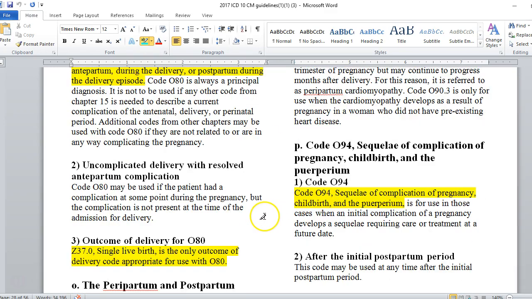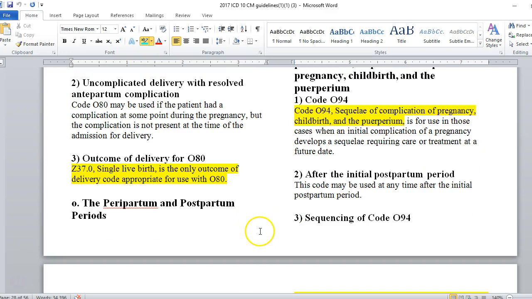Now, this is important to know, though. Code O80 may be used if the patient had a complication at some point during the pregnancy, but the complication is not present at the time of admission for delivery. So, we want to keep in mind, as I just said, what's going on at the time of delivery. If mom had a urinary tract infection when she was 3 months pregnant and it's over and done with, we're not going to code that.